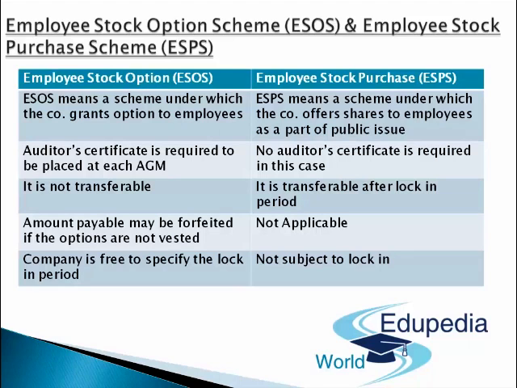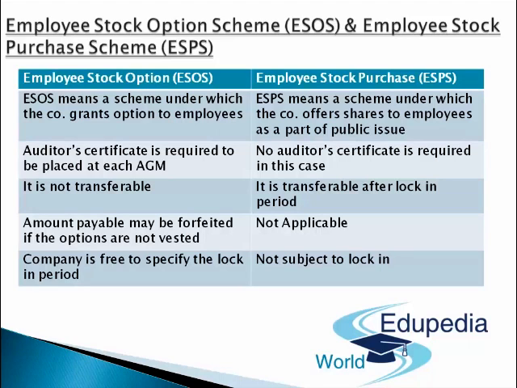Next, on the fourth point, the amount payable may be forfeited if the options are not vested, or, during the non-fulfillment of the condition relating to the vesting of the option, the amount may be refunded to the employees. But in the employee stock purchase scheme, that is actually not applicable. And the last, a minimum period of 1 year shall be there between the grant and the vesting of options. The company is actually free to specify the lock-in period for the shares issued pursuant to the exercise of options. So that's with the ESOS.